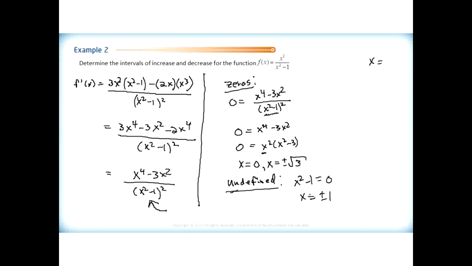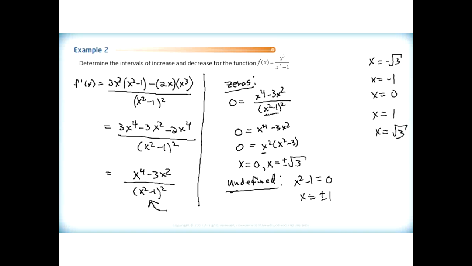So we've got critical values at x equals negative root 3, x equals -1, x equals 0, x equals positive 1, and x equals the square root of 3. So lots of different places to check out. 5 critical values means I've got to test 6 intervals. Hopefully our arithmetic will go quick with that.